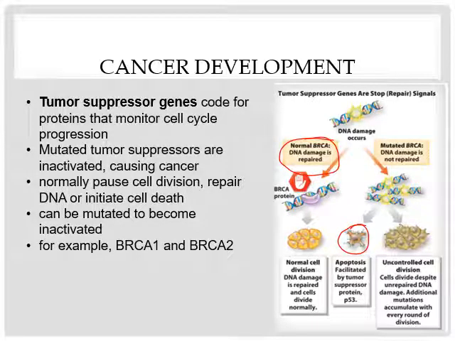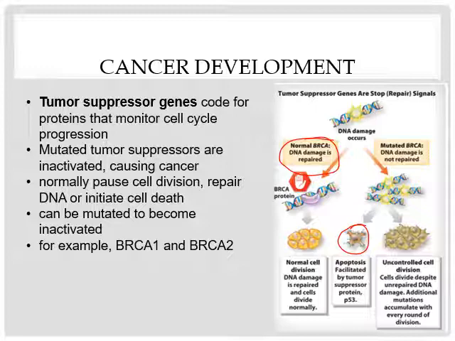Which is what we would want if we had something that was damaged, okay? If this becomes mutated, it can become inactivated. So the other one, proto-oncogene, we permanently turn on. So it just goes, and it keeps dividing and dividing and dividing, right? So you just have uncontrolled cell growth.